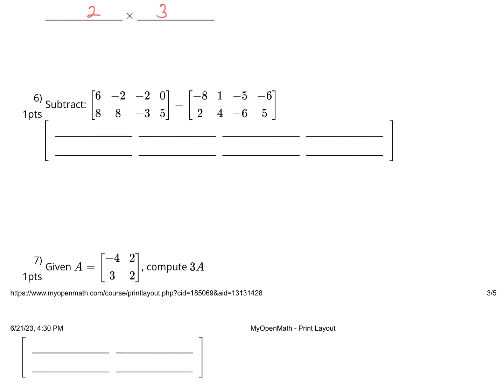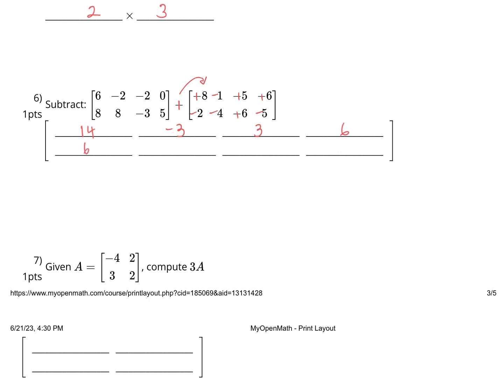Number 6, subtract. So the key here is making sure you distribute that negative to everything in the second matrix. So what I like to do is make it an addition and go ahead and change all the signs in the matrix so that then I can just add. So now I can just do 6 plus 8 is 14, and I don't have to worry about the negative sign or any of that. Negative 2 plus negative 1 is negative 3. Negative 2 plus 5 is 3. 0 and 6 is 6.